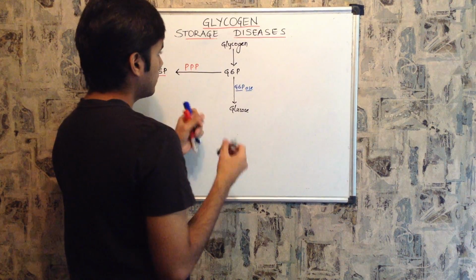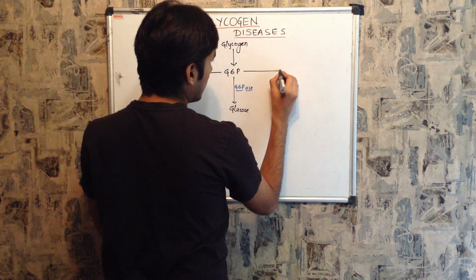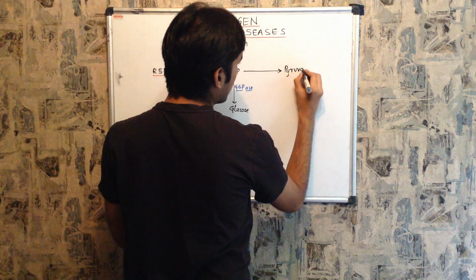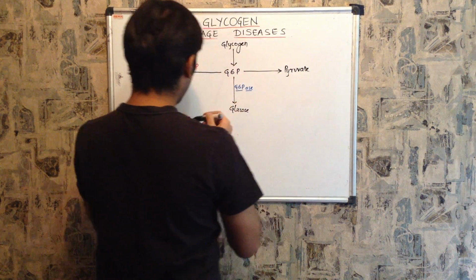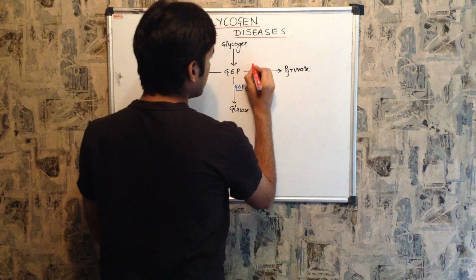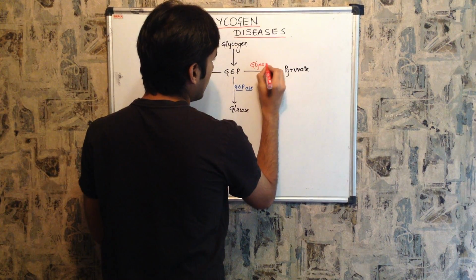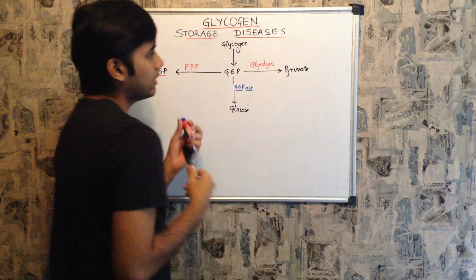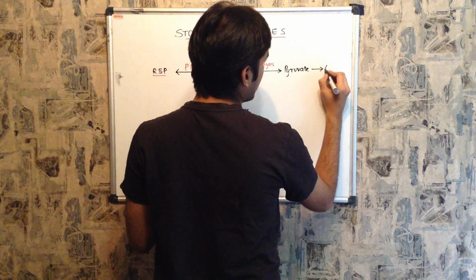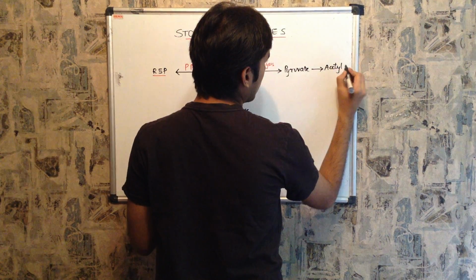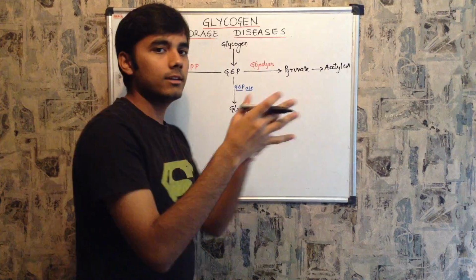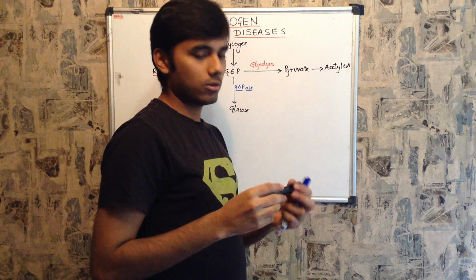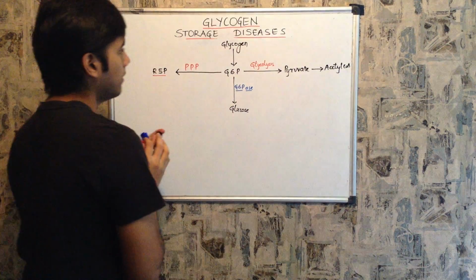Another pathway: glucose 6 phosphate is converted into pyruvate by glycolysis, and further pyruvate is converted into acetyl-CoA, and this acetyl-CoA enters into the Krebs cycle, and finally it forms fatty acid, glycerol, as well as cholesterol, and that is another pattern I will be discussing in a while.